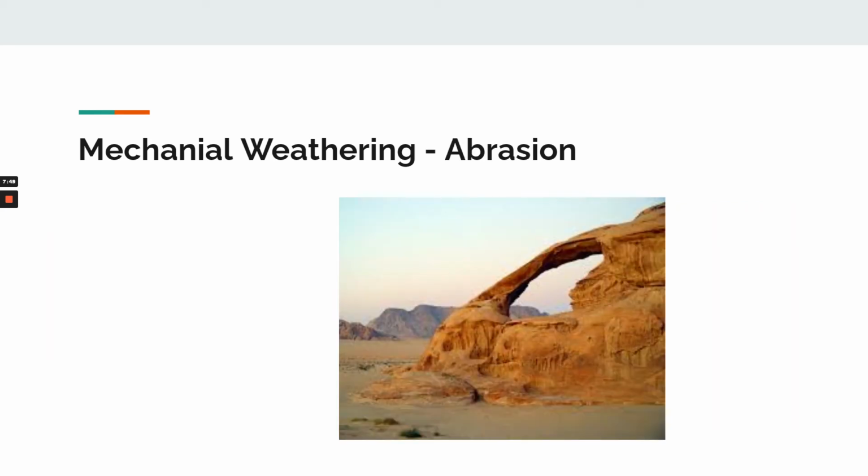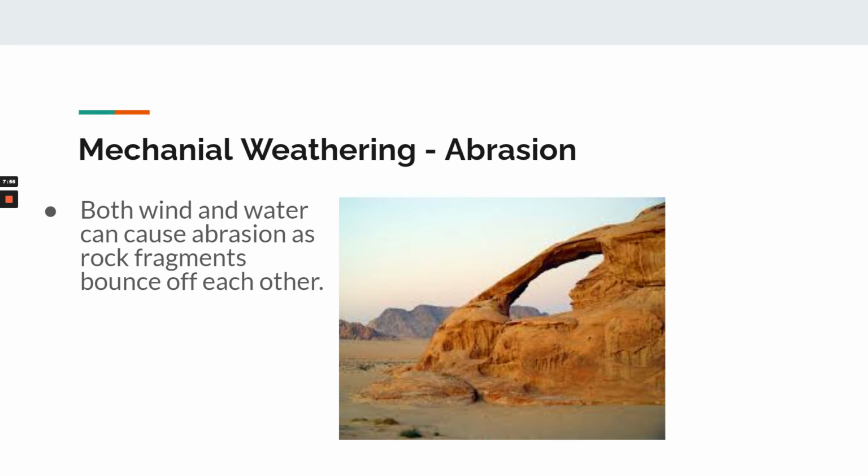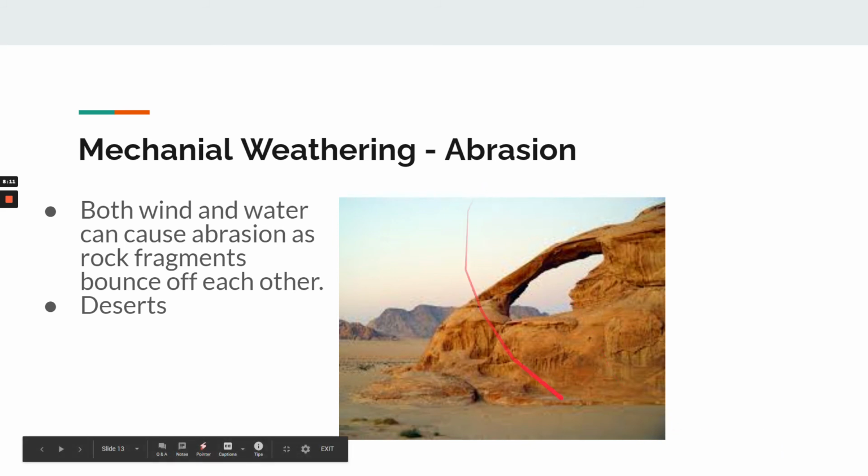The next type of mechanical or physical weathering, and probably the most popular, is abrasion. This is caused by both wind and water as rock fragments bounce off each other. So frequently it's rock fragments in the size of sand, so very small sediments moving. It could be larger pieces as well. This is common in desert areas, so like this image here. You have sand that's being blown by the wind, sand blasting these rocks, breaking them down over time.